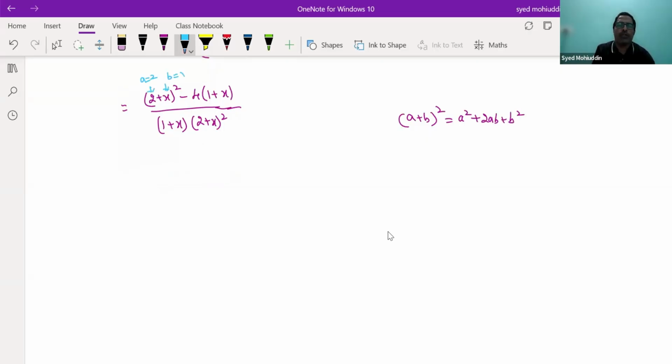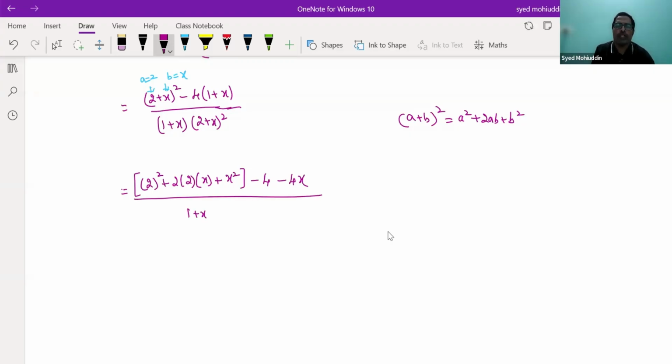So let us just try to plug in over here. A square will be 2 square plus 2 times of a is 2 into b, b value is x, plus b square. B square will be x square. Then minus, you multiply this 4 inside, 4 times of 1 will be 4 and minus into plus will be minus 4 times of x, it is 4x, whole divided by, denominator will be as it is, 1 plus x into (2 plus x) whole square.